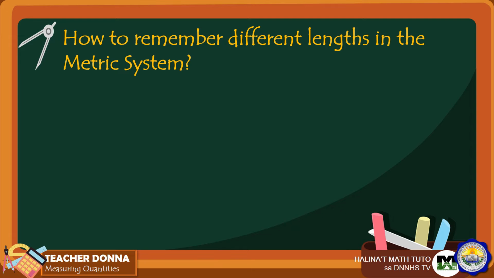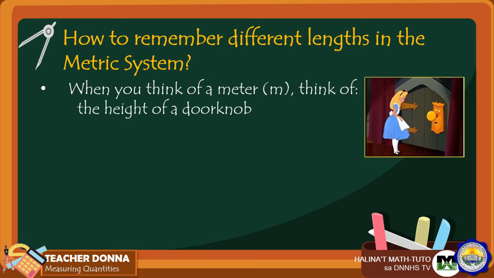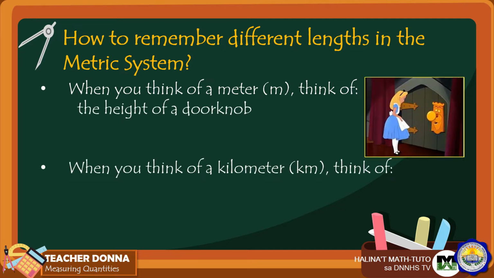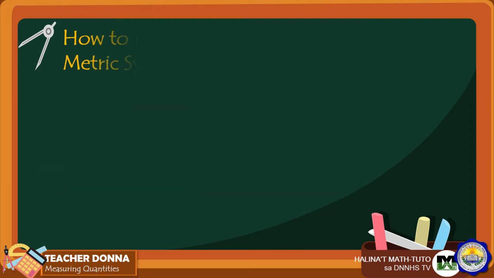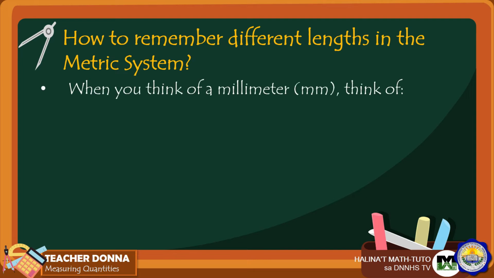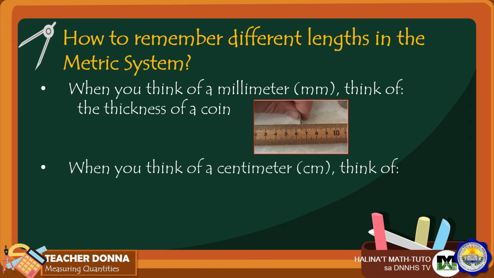How to remember different lengths in the metric system? When you think of a meter, think of the height of a doorknob. When you think of a kilometer, think of a little more than half of a mile. When you think of a millimeter, think of the thickness of a coin. When you think of a centimeter, think of the width of your pinky finger.